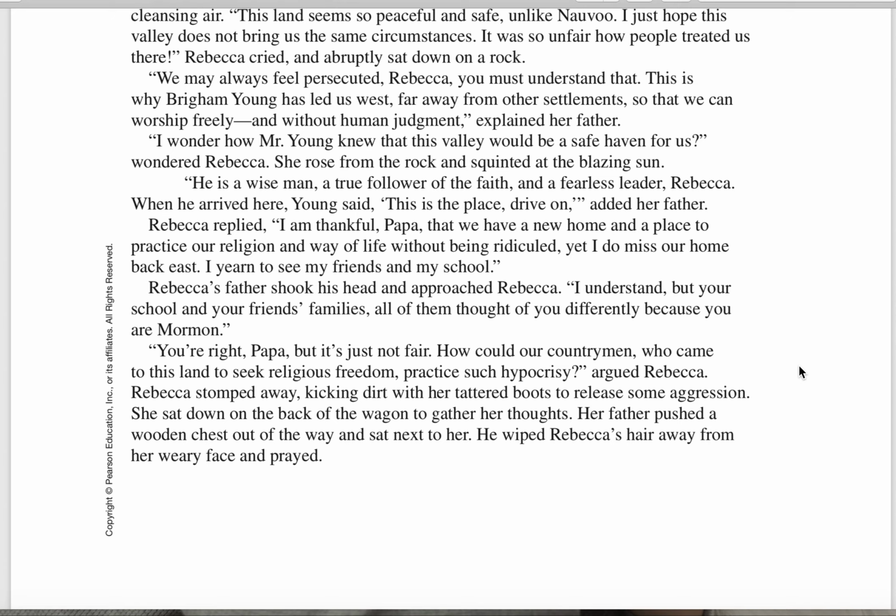Ooh, ridiculed, that's another really good word. That means when people are constantly making fun of somebody or attacking them based on maybe the way they dress or their religion or things like that.